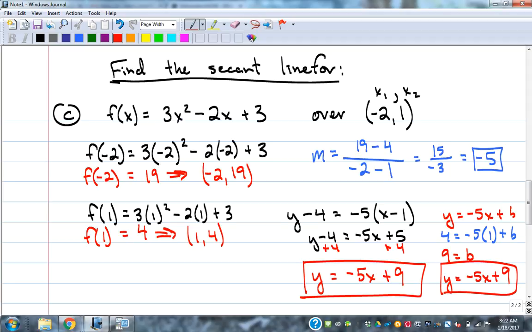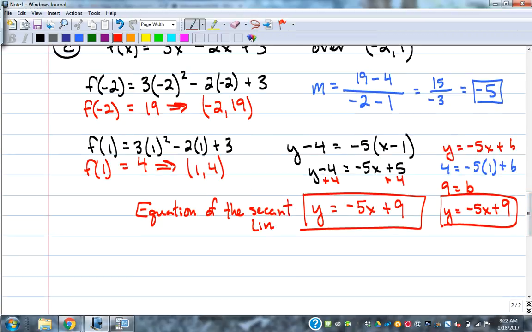So this is the secant line. That's the equation of the secant line. That's exactly what that is. So these are the equation of the secant line. That's what those are. Equation of the secant line.